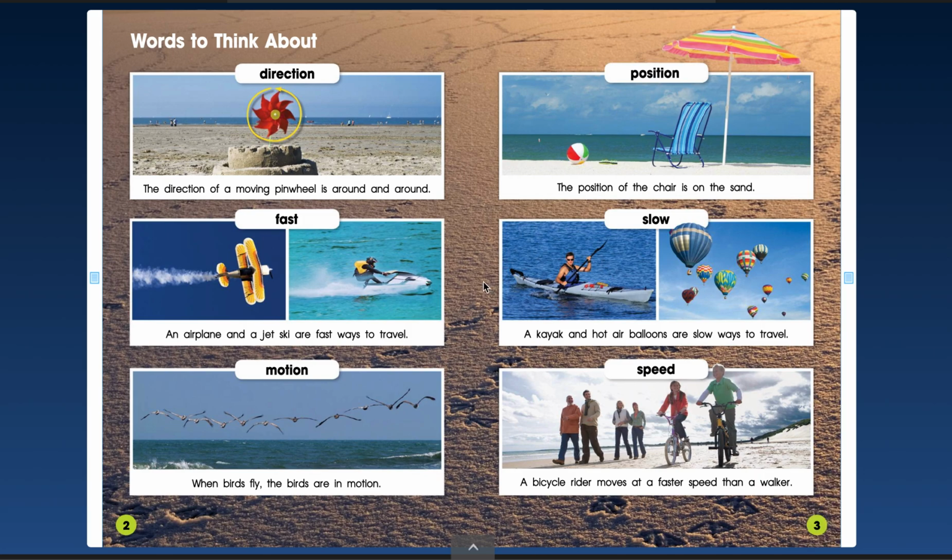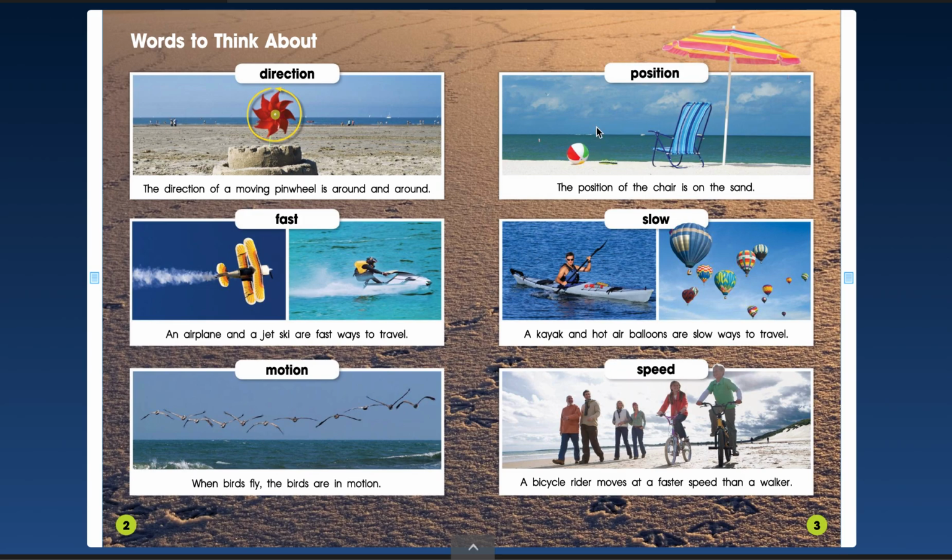Okay, here are our vocabulary words. Direction. The direction of a moving pinwheel is around and around. Can you say that? Around and around. Good job. Fast. An airplane and a jet ski are always fast ways to travel. This jet goes fast across the sky, and the jet ski goes fast across the ocean. Motion. When birds fly, the birds are in motion. So anything moving is in motion.